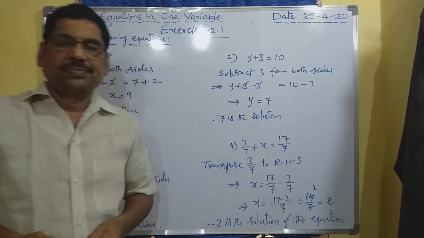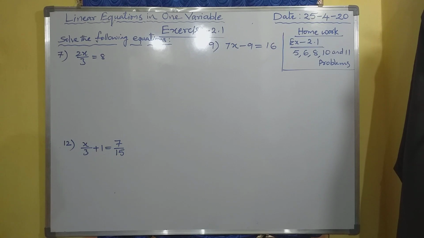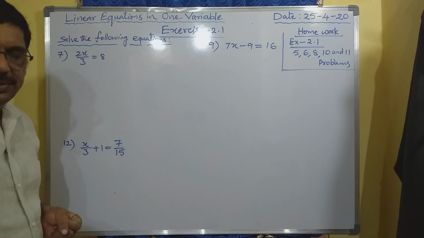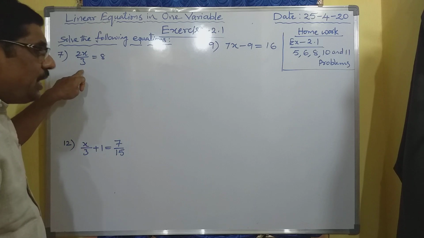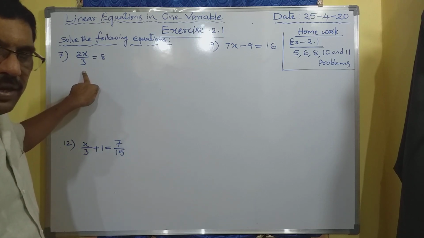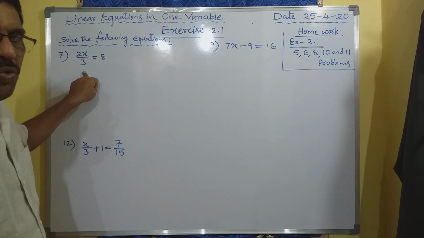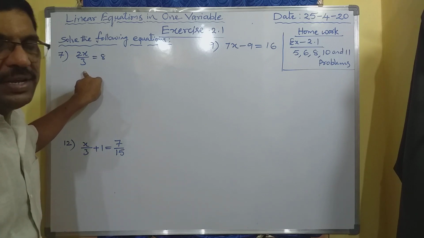Did you understand? Now look at the seventh problem. Here 2x by 3 is equal to 8. For solving this, we need to remove 3. It is there in the denominator, which means it is dividing. So we have to multiply with 3 so that we can cancel 3.